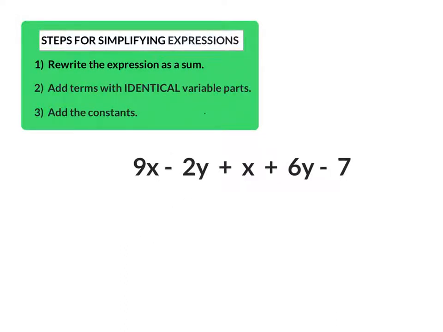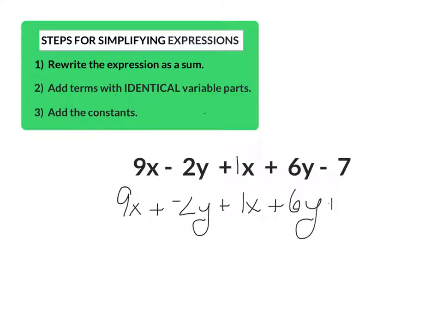In this example, before I even start, I want to draw your attention to the variable x here that has no coefficient. Whenever there is a variable without a coefficient, we know that there is a coefficient of 1. It's just not written. Now I'm ready to proceed with simplifying this expression. Step 1 says to rewrite the expression as a sum. So this becomes 9x plus negative 2y plus 1x plus 6y plus negative 7.